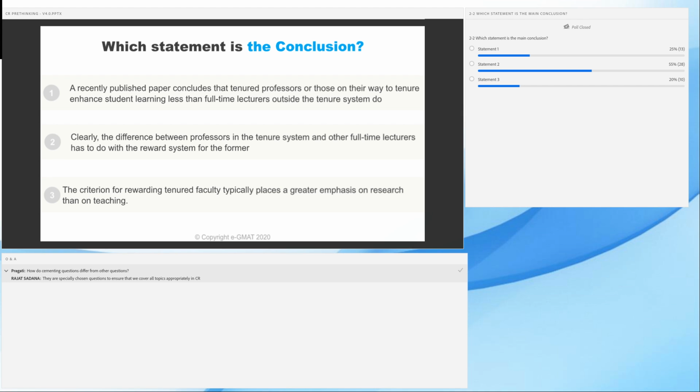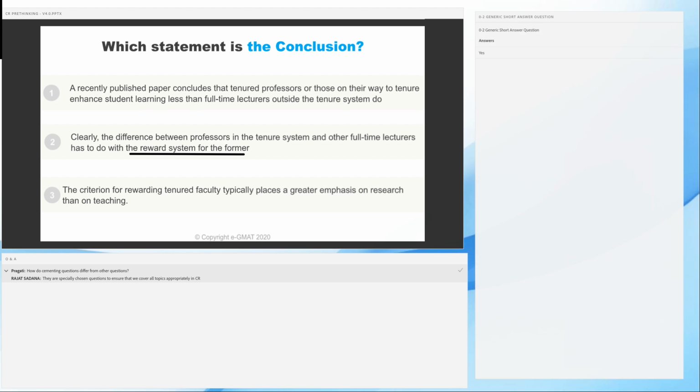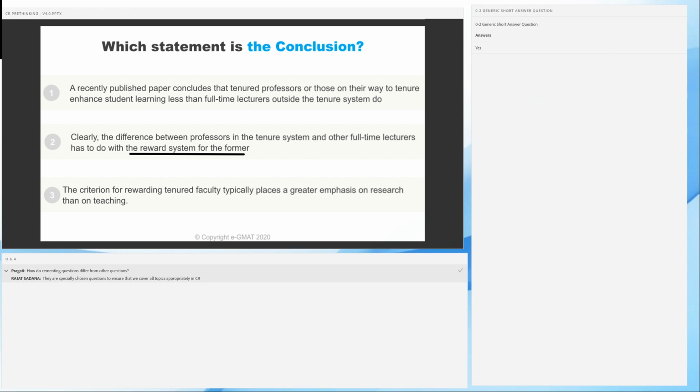Statement two is indeed the main conclusion. That statement says clearly the difference between professors in the tenure system and other full-time lecturers has to do with the reward system of the former. In other words, what the author is saying is, let's blame the reward system for this finding. Okay, there are those that essentially chose statement one as the conclusion. Why? Because they see this word concludes.